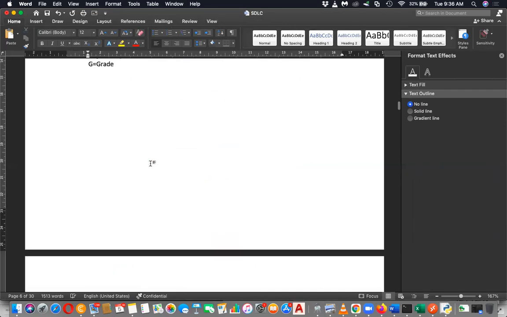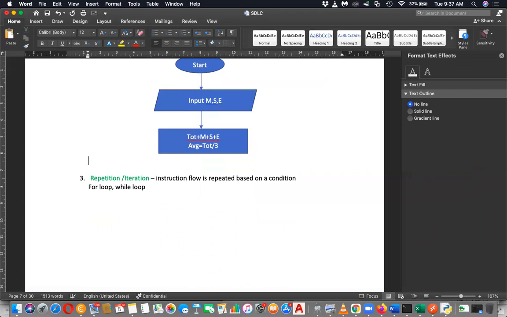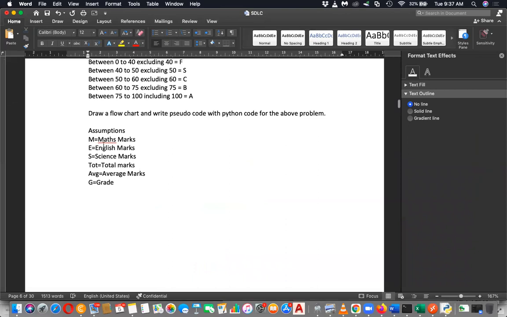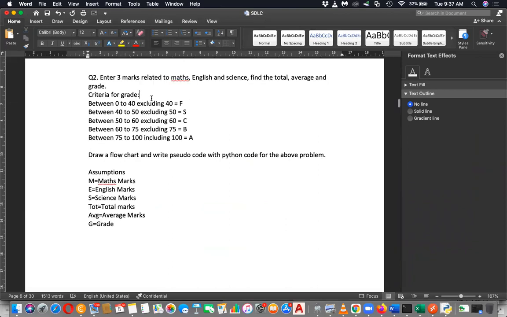But the problem comes when you want to find the grade. Grade you can't find like this. Based on the average, you have to find. So here, within brackets, you have to write considering the average marks. If average is between 0 to 40, it's F; average between 40 to 50, then S; average between 50 to 60, it's C. Considering the average marks, you better write down this part.